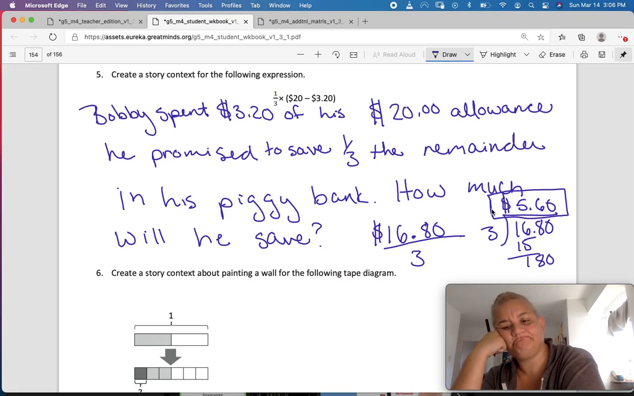$5.60. In Venezuela, it'd be $6 because we don't use change, right? Of course, what he spent would end up being $4 because nobody at the store would have change either.